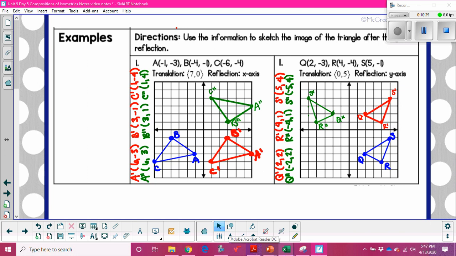Okay, so those are glide reflections. And remember, a glide reflection is when the line of reflection and the direction of the translation are parallel. That's what makes it a glide reflection. It has both the translation and a reflection, and the direction of translation and the line of reflection are parallel. So let's go look at some other compositions.